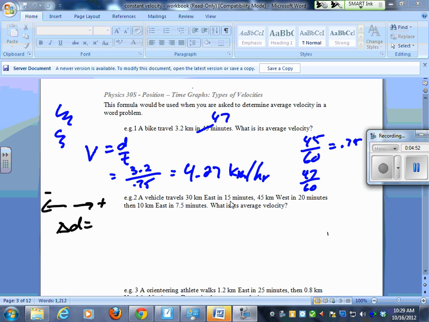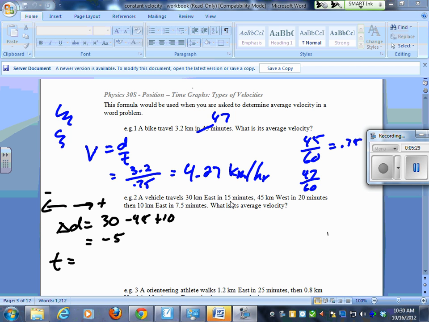total displacement. And the total displacement is 30 kilometers east, so that's 30, and then 45 kilometers west, so that's going to be minus 45, and then plus 10, right? So my overall displacement is 30, minus 45 is minus 15, plus 10. My actual displacement is minus 5. I have to figure out my overall displacement, which means I also have to figure out my overall time.